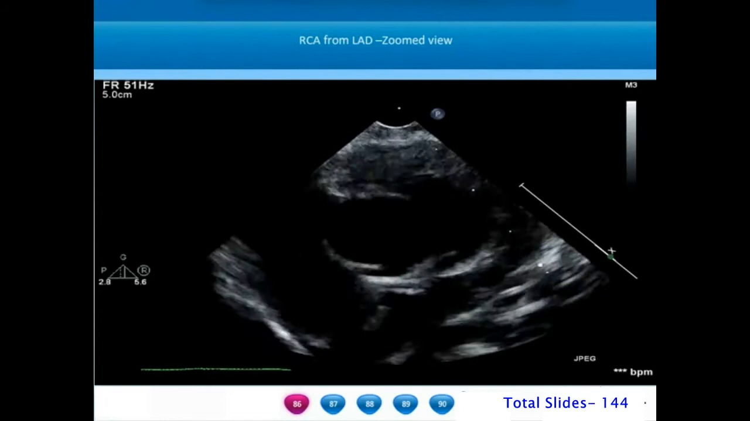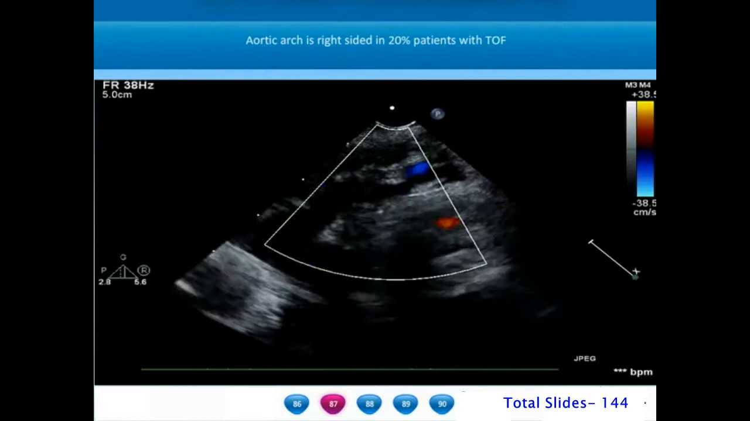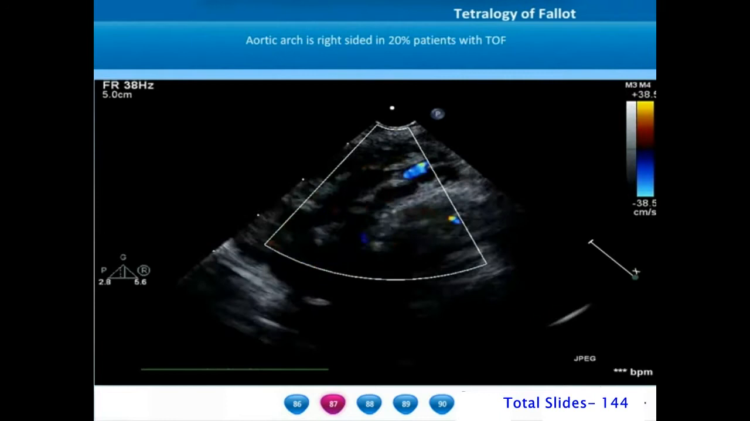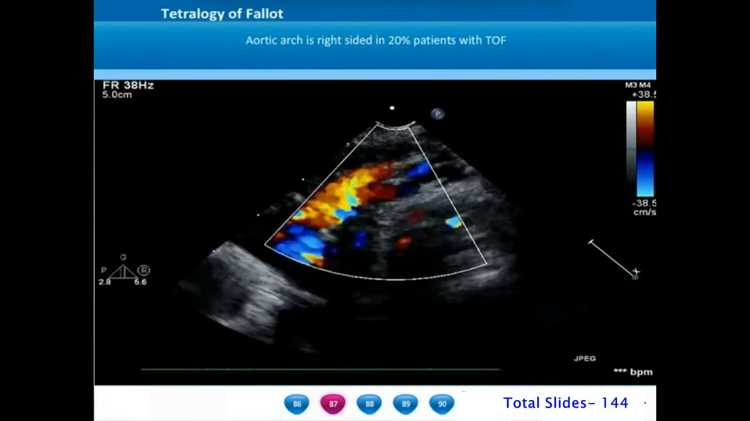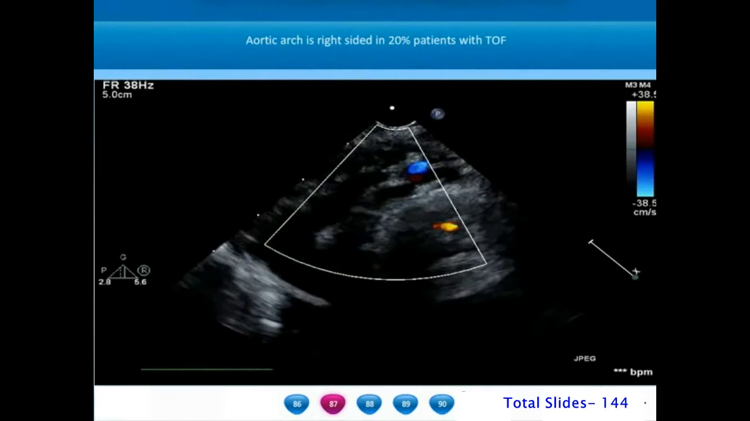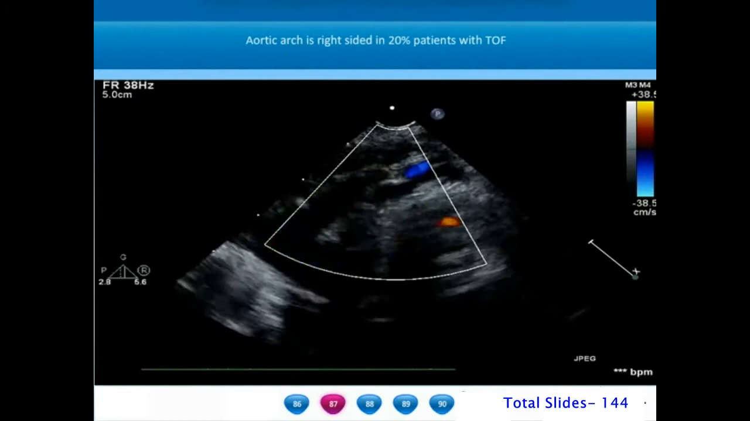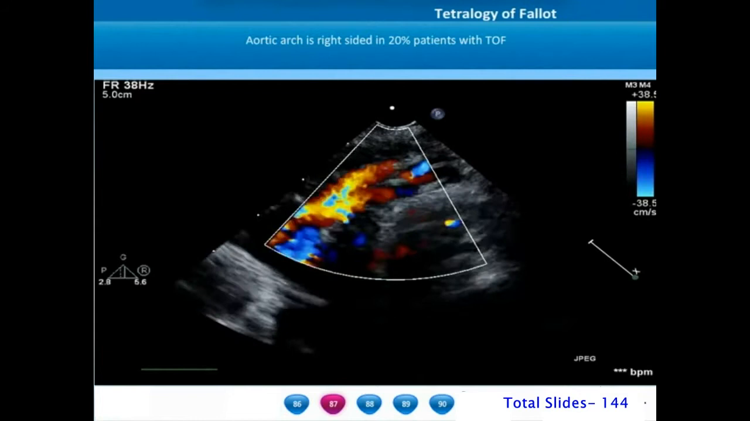Aortic arch abnormalities are seen in about 1/4 of patients with tetralogy of Fallot. Tetralogy of Fallot is often associated with mutations on the 22q11 gene, and these patients are likely to have higher incidence of arch anomalies. Right aortic arch is one of the commonest arch anomalies seen in patients with tetralogy of Fallot.